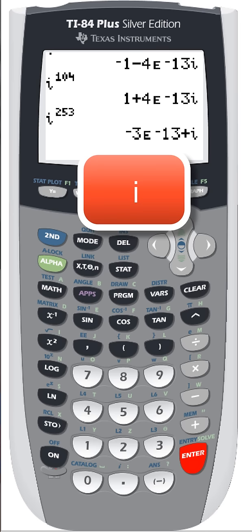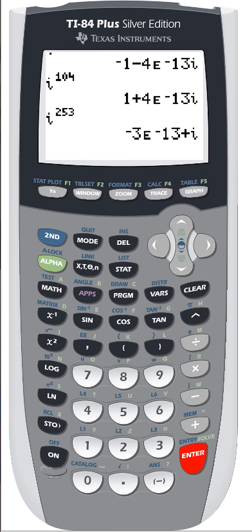That's it for this lesson. Hopefully you now understand how to use your graphing calculator, your TI-83 or 84, to work with powers of i.